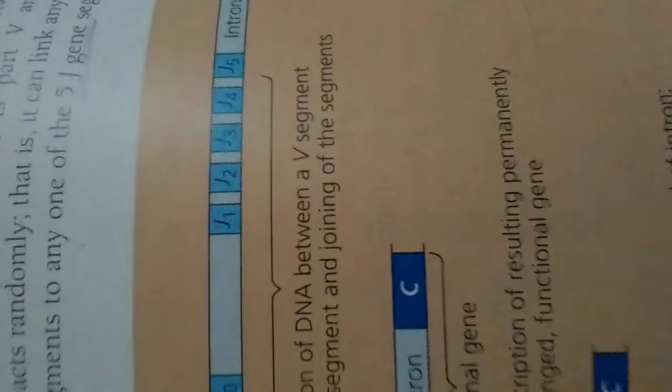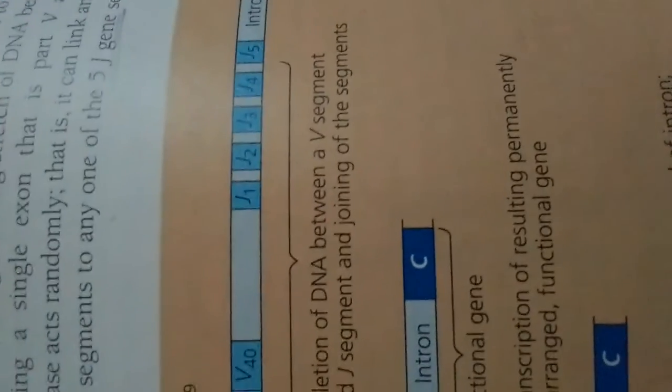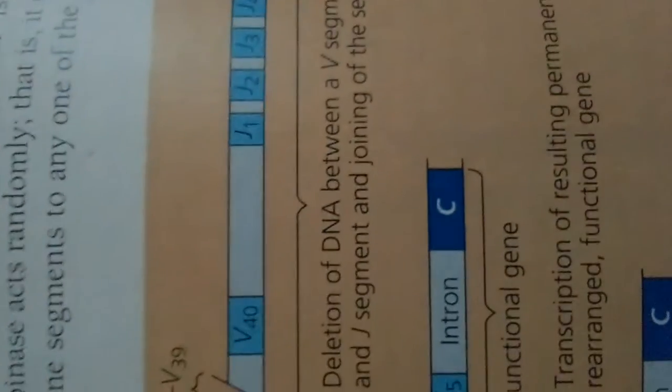It is estimated that each person has as many as 1 million different B cells and 10 million different T cells, each with a particular antigen binding specificity. Thus, our repertoire of lymphocytes can respond to an enormous number of different antigens.